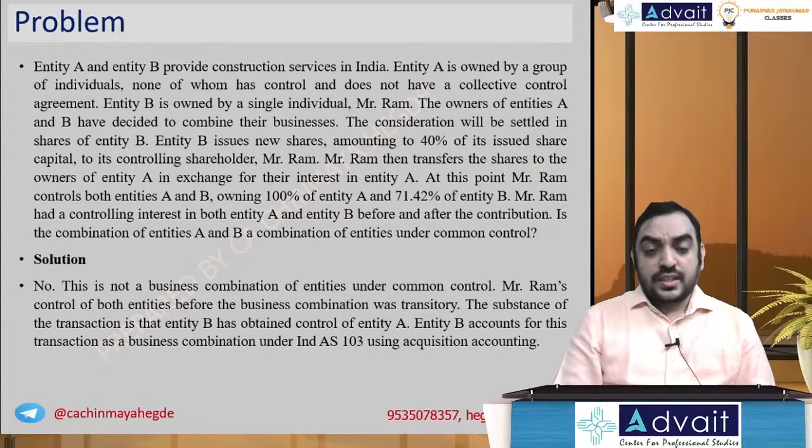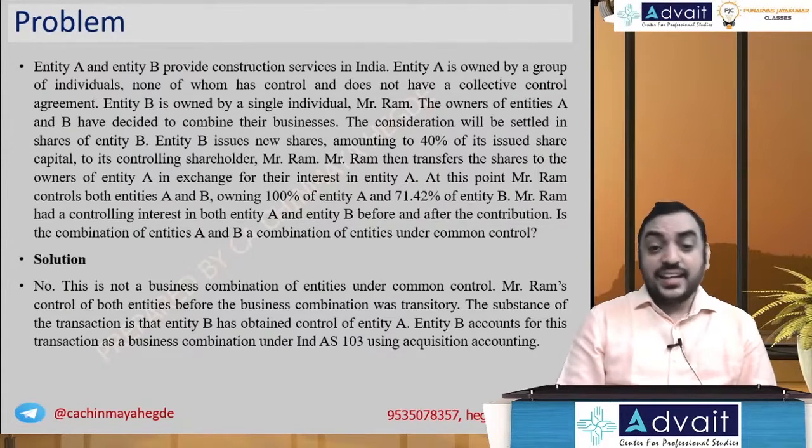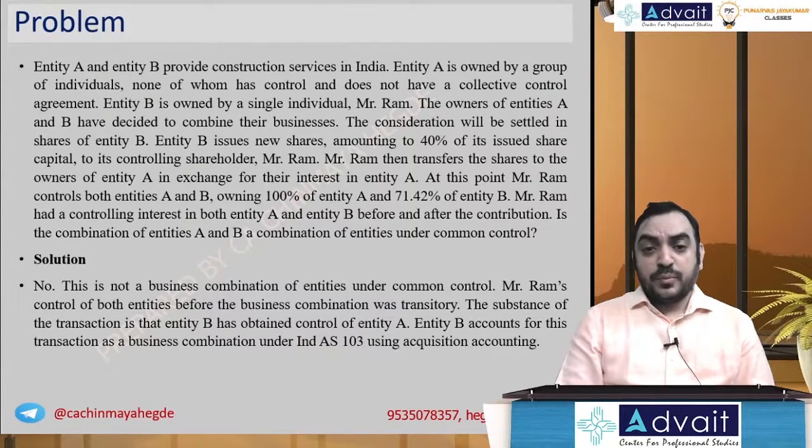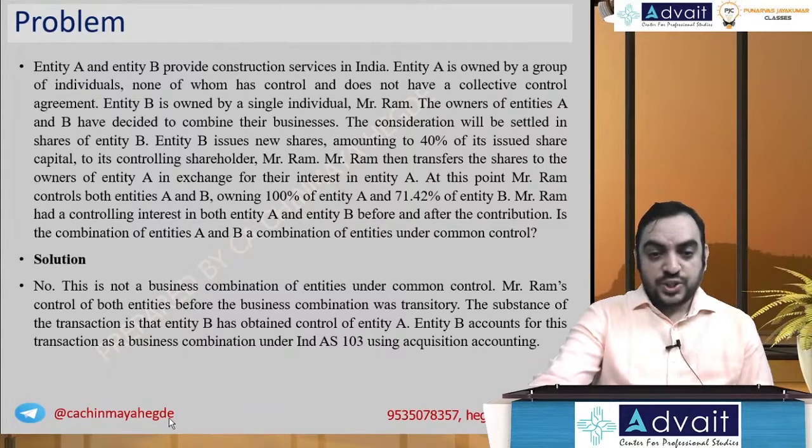At this point, Mr. Ram controls both entities A and B, owning 100% of entity A and 71.42% of entity B. Mr. Ram had a controlling interest in both A and B before and after the contribution. Is the business combination of A and B a combination of entities under common control? So please read once more.